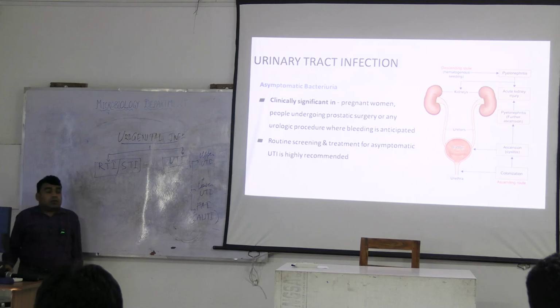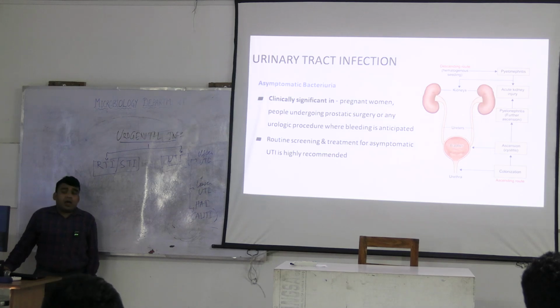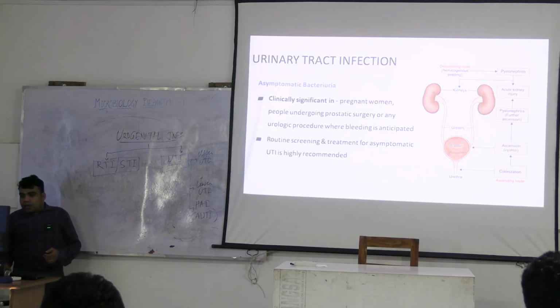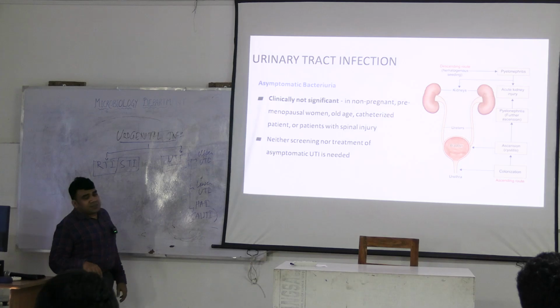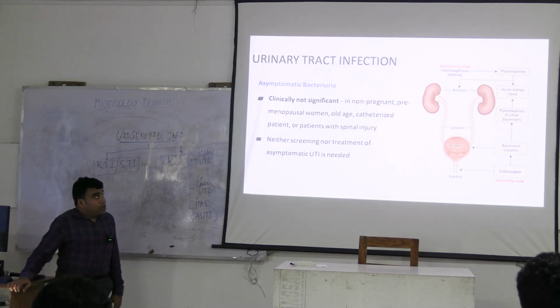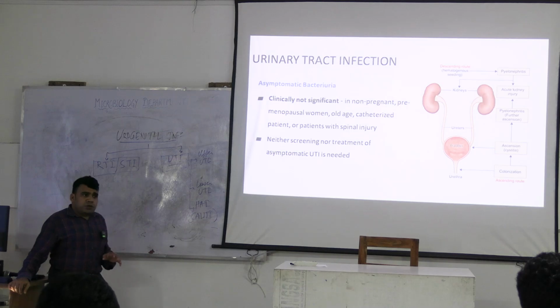Now, look at the second line. Routine screening and treatment for asymptomatic bacteria is not recommended until and unless these two select category of the patients. Okay. So, in whom it is not significant? In non-pregnant, premenopausal woman, old age, catheterized patient, and patients with spinal injury. Why? Say in non-pregnant, premenopausal, that means in the reproductive age group.